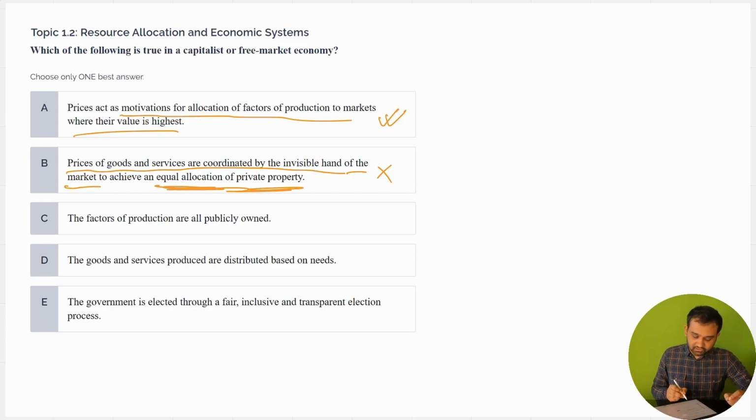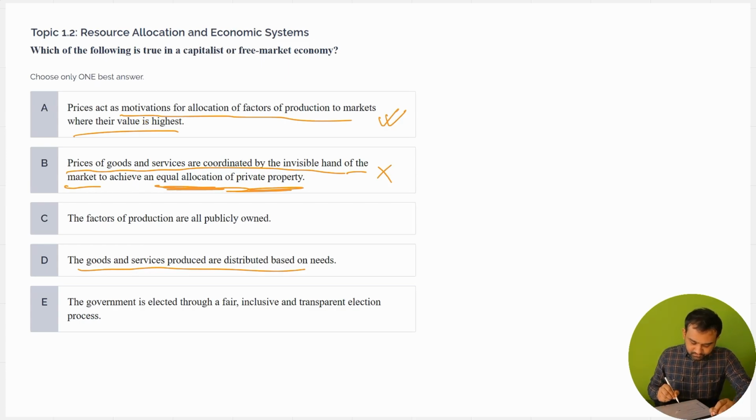C, the factors of production are all publicly owned. That is something that you would see in a command or planned economy. The goods and services produced are distributed based on needs. That is something that a planned or command economy perhaps aspires to, but that is not something that happens because the government can never have that much information about who actually needs the good the most. So that's sort of why this is something that's not actually even possible in either a free market economy or a planned economy.